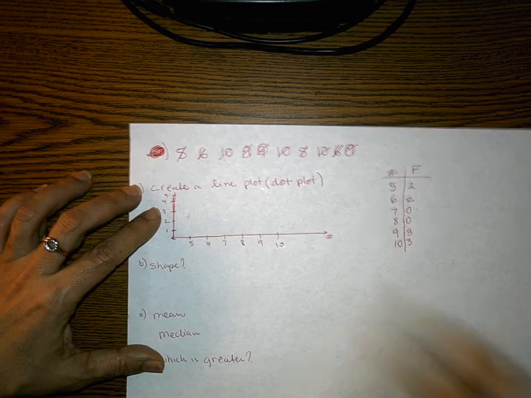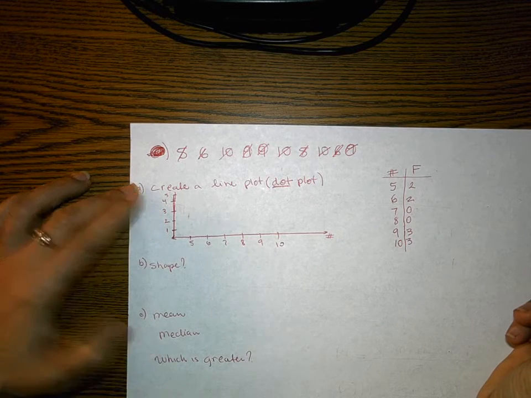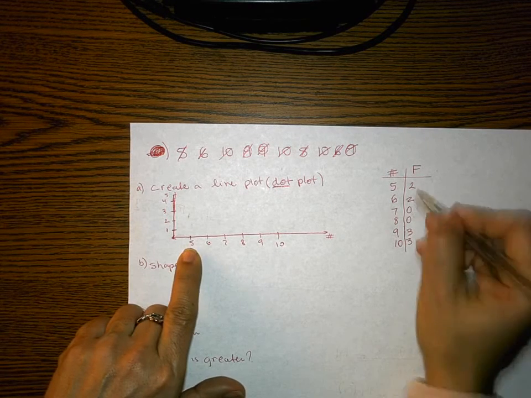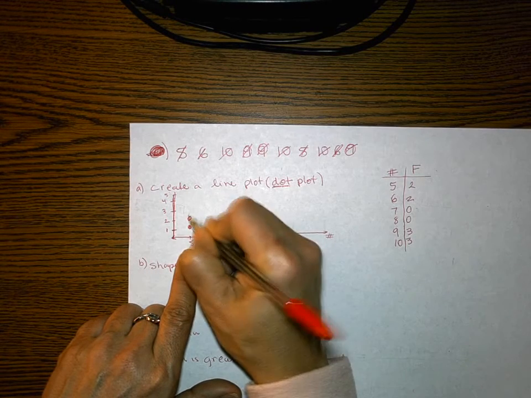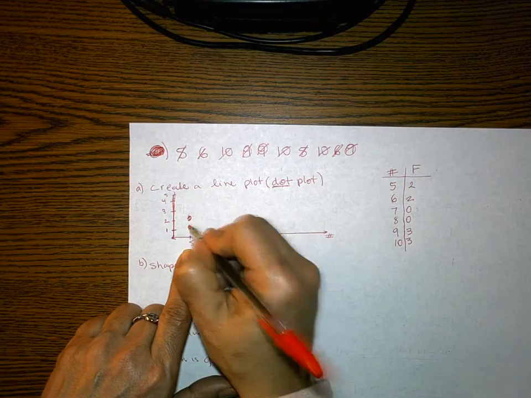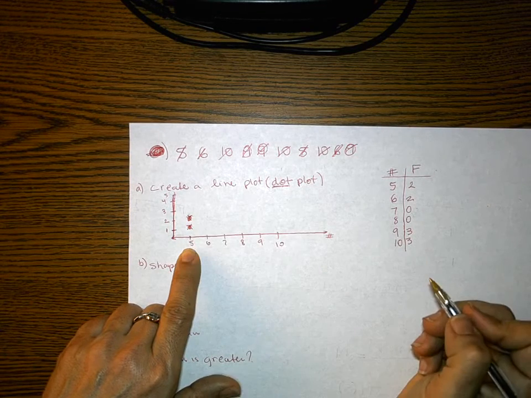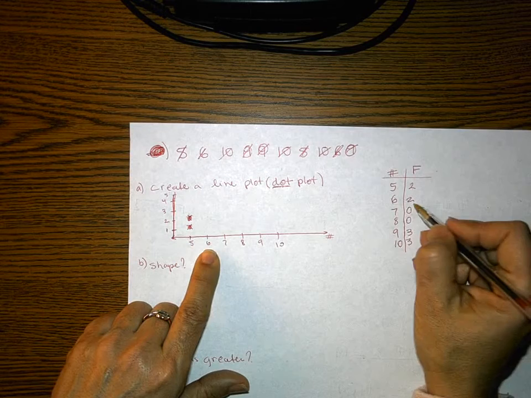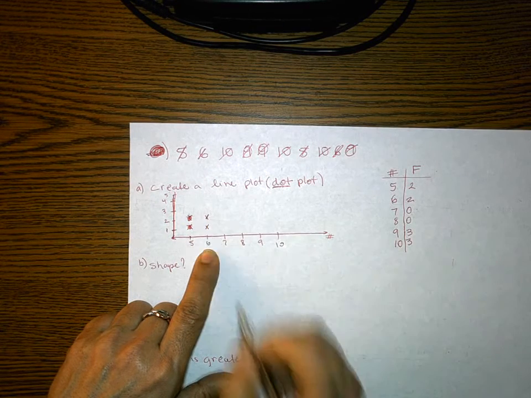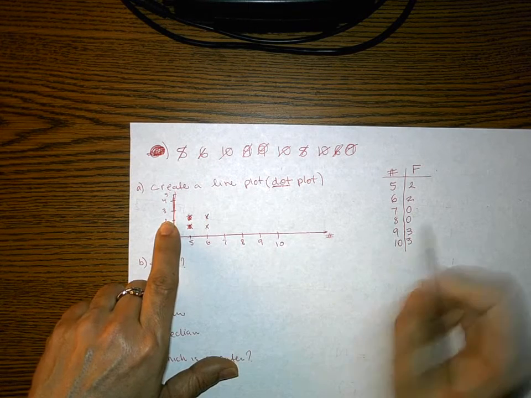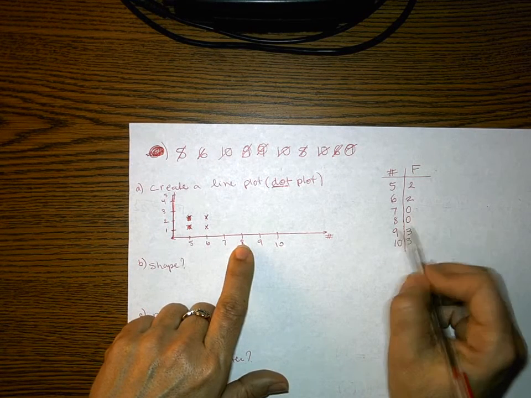Now I'm going to use a dot or a little X mark, and that is what a line plot is. The number 5 appeared twice, so I'm going to put one dot, another dot to show it appeared twice. Some people like to use just a little X right there. That works as well. The number 6 appeared 2 times, so let's use little X's, 1, 2. So I go as high as the number 2. The number 7 appears 0 times, so we leave it blank. The number 8, 0 times, so we leave it blank.